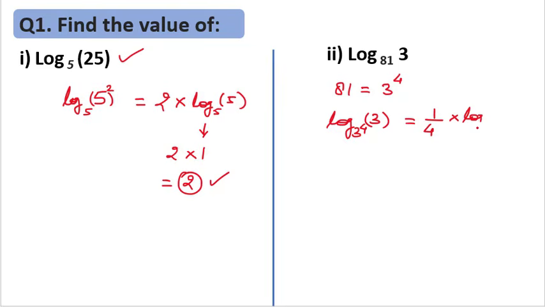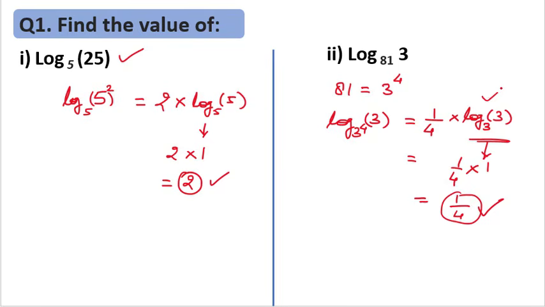Multiplied by log 3 to the base 3, right? And we already know that whenever the number and the base are same, its value is 1. We have learnt it in the properties already. So the answer is 1 by 4. Again, very easy. All that you should try to do in such questions is see if you can get it somehow in this format where the base and the number are same and you can get the answer 1 there, right? See if that is possible. That will come with practice. Let's see the other parts.